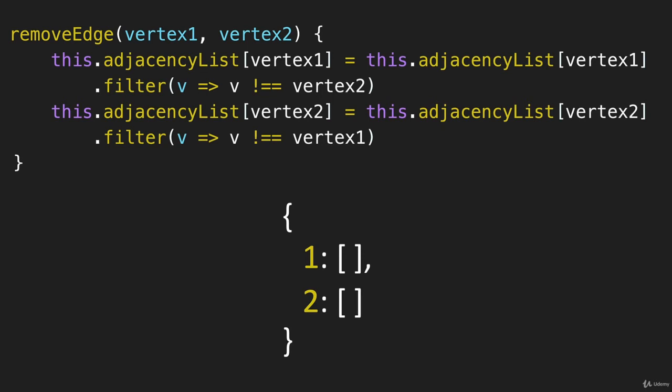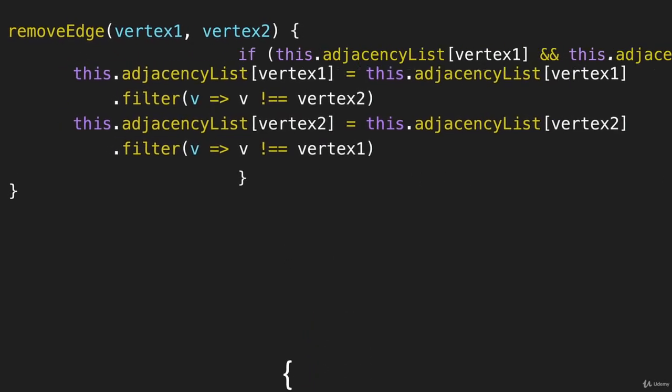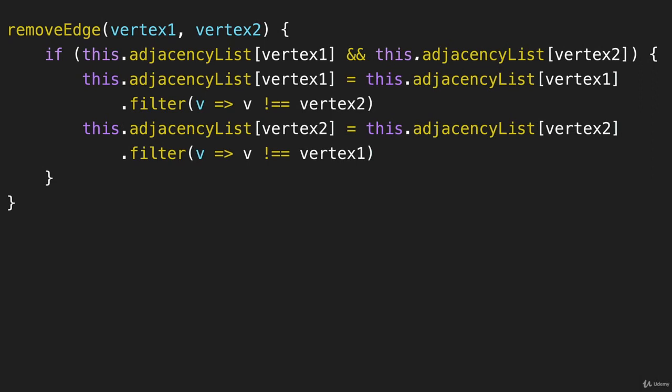So just like we had in the add edge method, where we couldn't add an edge between two vertices that didn't exist, we can also not remove an edge between two vertices that don't exist. So we're going to wrap this in an if statement that says only do this if vertex 1 and vertex 2 both exist. And if they do, we'll remove those items and then we will return true. If vertex 1 and vertex 2 don't both exist, we will return false. So we will look at this code in a moment.